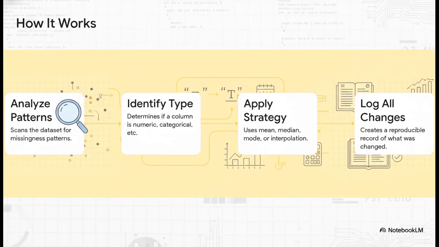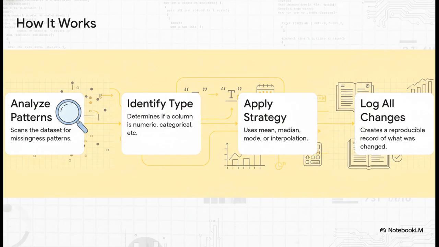So how does this actually work under the hood? It's pretty brilliant in its simplicity. First, the script scans your entire dataset to see where the gaps are. Then, for each column that has missing values, it checks the data type. Is it a number? Is it text? Is it a date? Based on that, it applies the smart, predefined strategy. For numbers, it might use the median, because the median isn't thrown off by a few super high or low values. For categories, it'll grab the mode. If it's a time series column, like daily stock prices, it can even do something called interpolation.